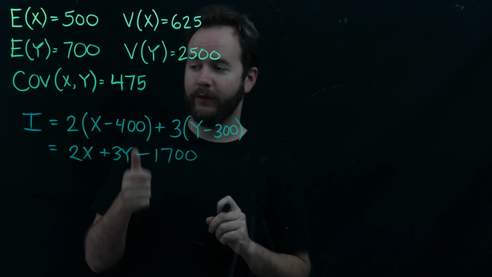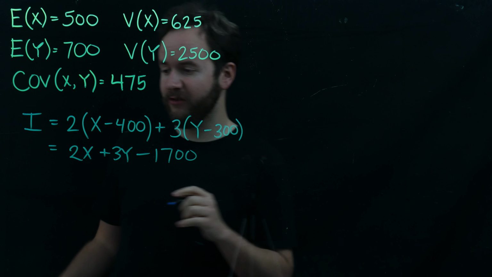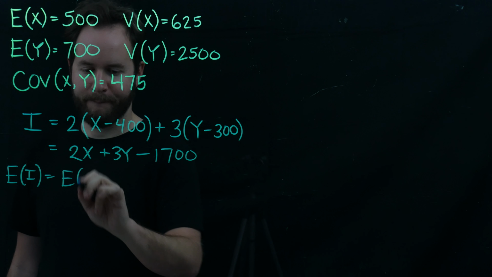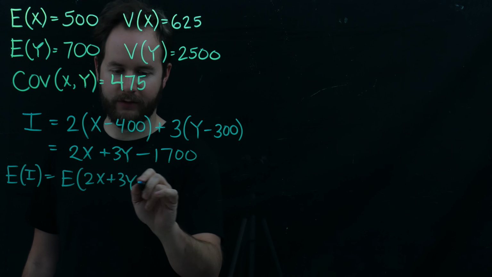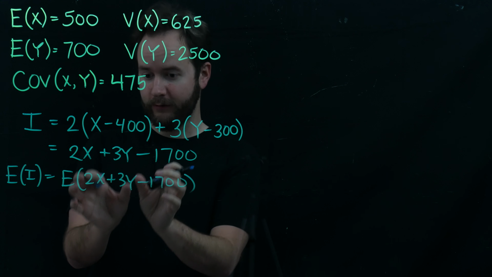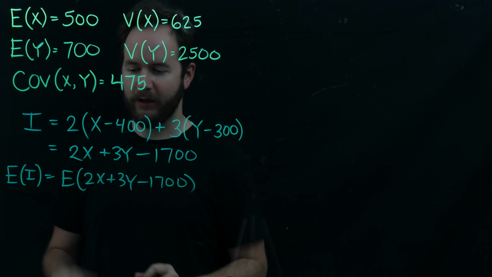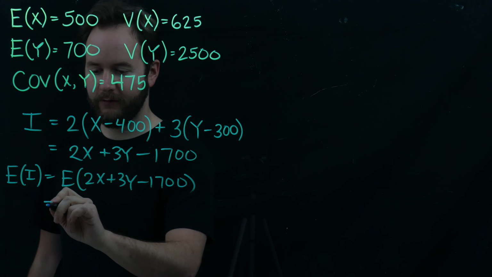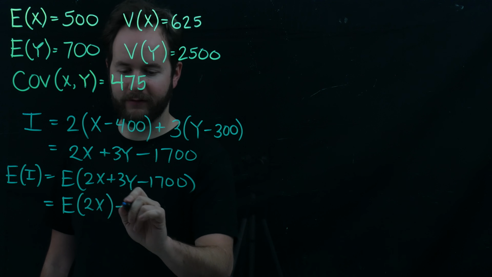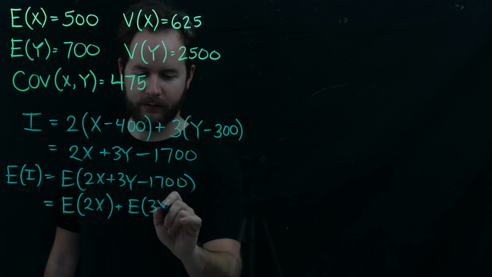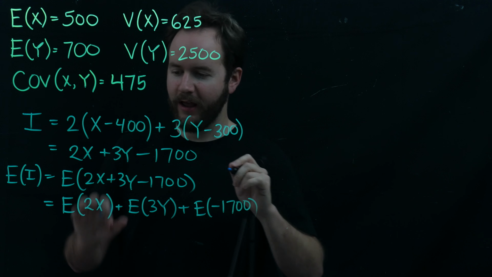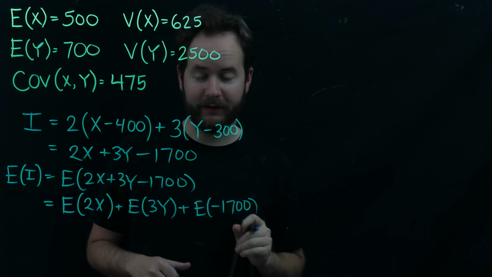Now we need to figure out the expected value. Well, it's just as easy as taking the expected value of both sides. I'm going to say E of I equals E of 2x plus 3y minus 1700. And as you might already know with the expected value, and if you don't, this is a fun fact you've got to learn: the expected value of the sum is the sum of the expected values. So we can say that the expected value of 2x plus 3y minus 1700 is the expected value of 2x plus the expected value of 3y plus the expected value of negative 1700. Notice that every term inside this expected value got its own expected value.